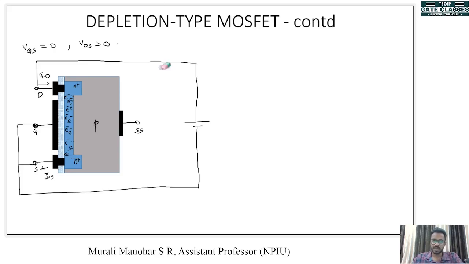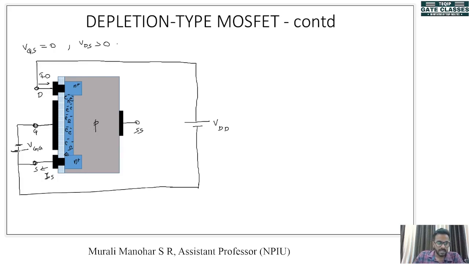Now let's say we are applying a negative voltage between gate and source. So here we have a negative supply, and you know what these supplies are called. This is VGG and this is VDD. Across drain and source we have VDS, across gate and source we have VGS.